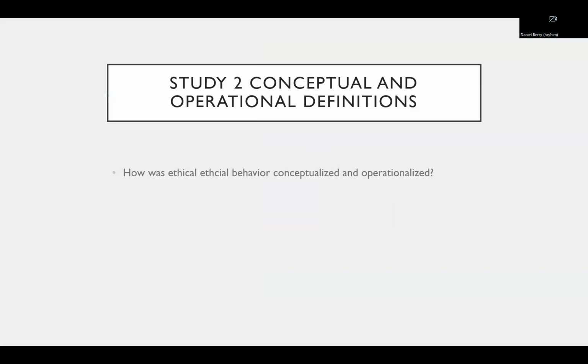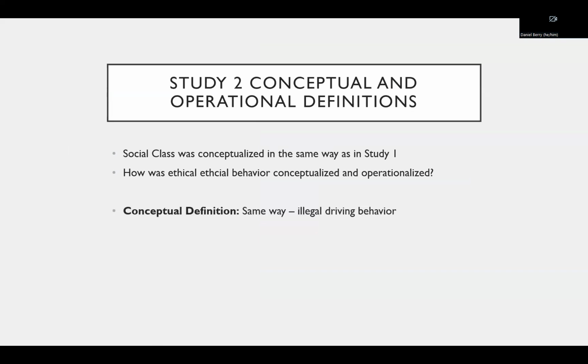So again, how was ethical behavior conceptualized? We know that social class was conceptualized and operationalized in the exact same way as study one, so that's not something that we need to rehash. But here, again, this is conceptualized as illegal driving behavior. This is our dependent variable.